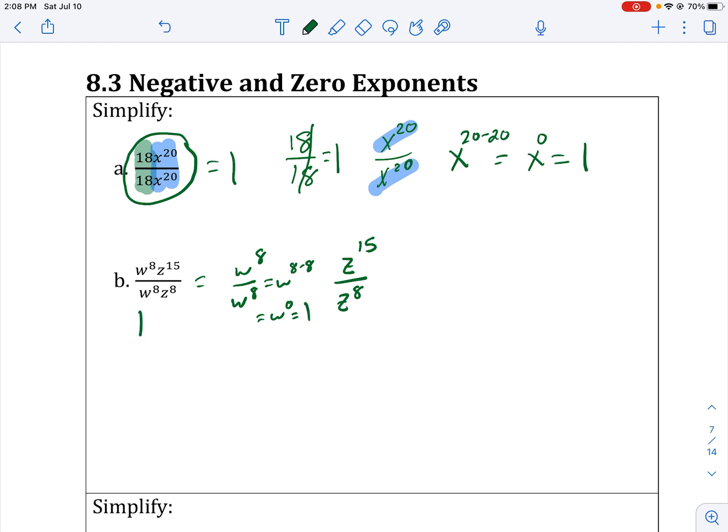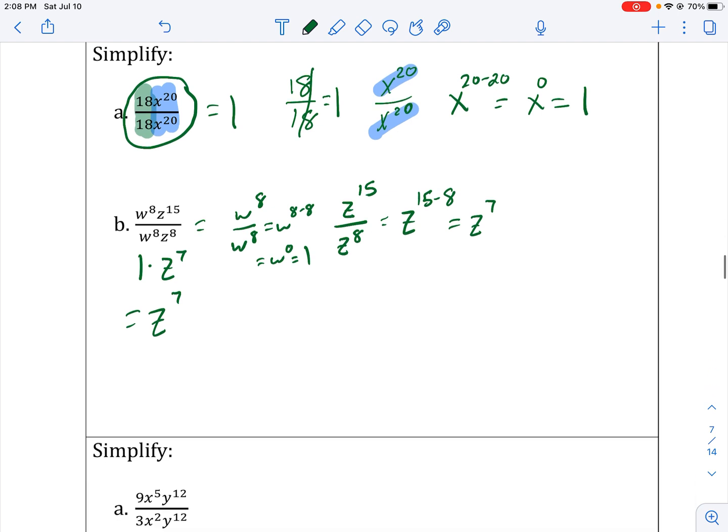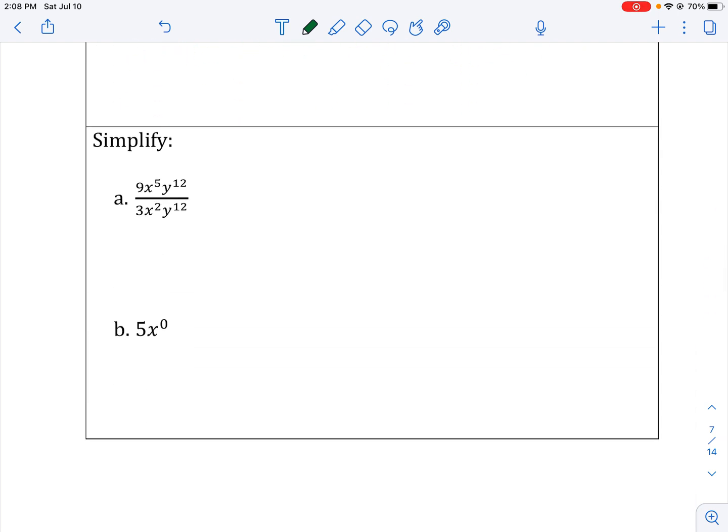So far we have 1 times whatever our z's reduce to. When we divide like bases, subtract our exponents. That gives me just z to the 7th, and 1 times z to the 7th just equals z to the 7th power. There's your answer. All right, let's do this again. Except this time now we have 3.